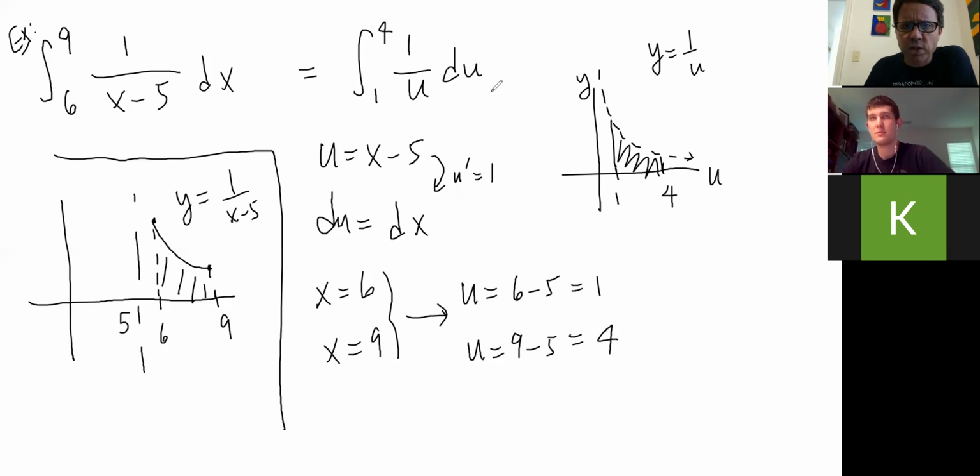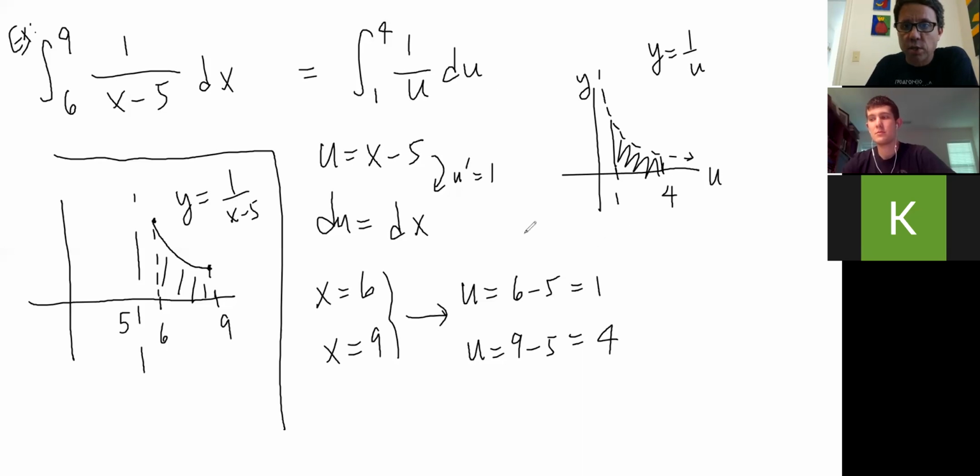So hopefully you can still see this. Let me know if you can't. So if I calculate this area, it's exactly the same as calculating the original area because they represent the same thing. And so if you convert these bounds here from 6 and 9 to 1 and 4 just by subtracting 5, that's how you convert these two.